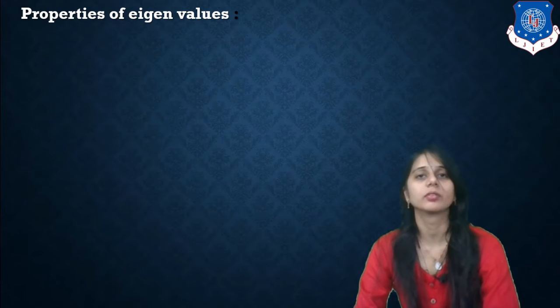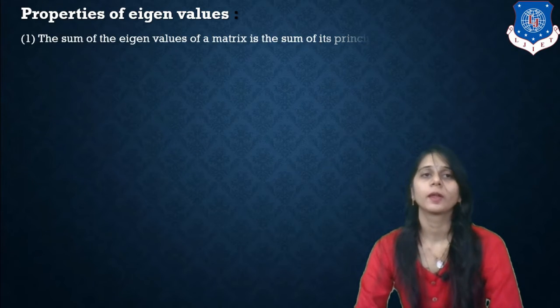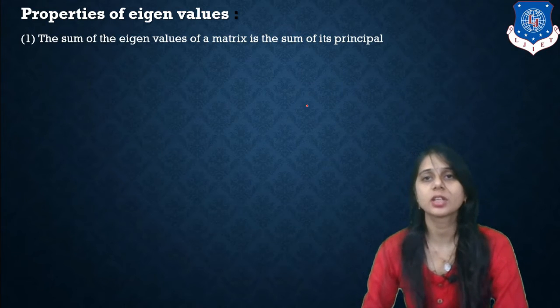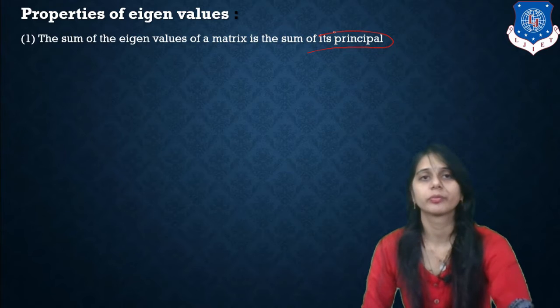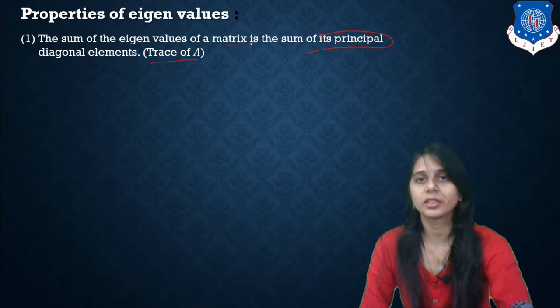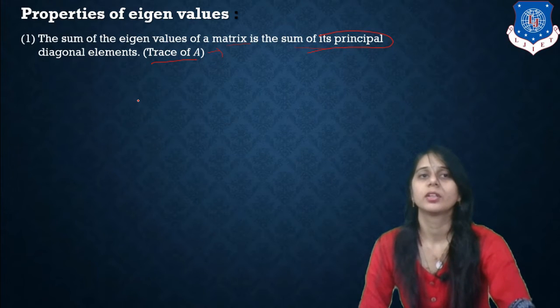Now the properties of eigenvalues. First of all, the sum of the eigenvalues of a matrix is the sum of its principal diagonal elements. The sum of the eigenvalues of a matrix is the sum of the principal diagonal elements. That means it is the trace of A.